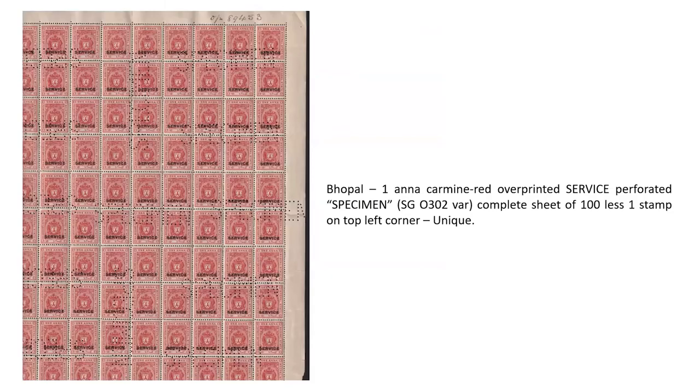The latest stamps of Bhopal were printed by Perkins Bacon. And Perkins Bacon had a policy of retaining one sheet for the archives, and they would perforate a specimen across. This happens to be the unique sheet with perforated specimen across multiple times.